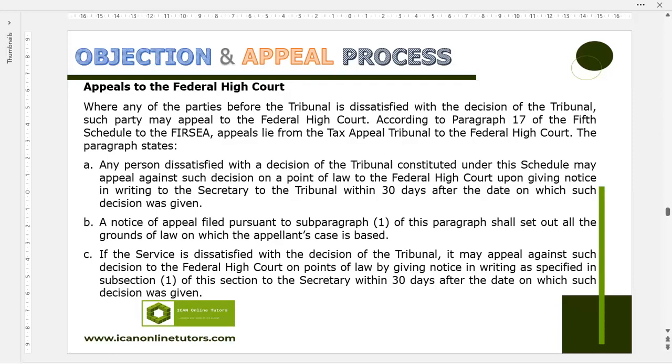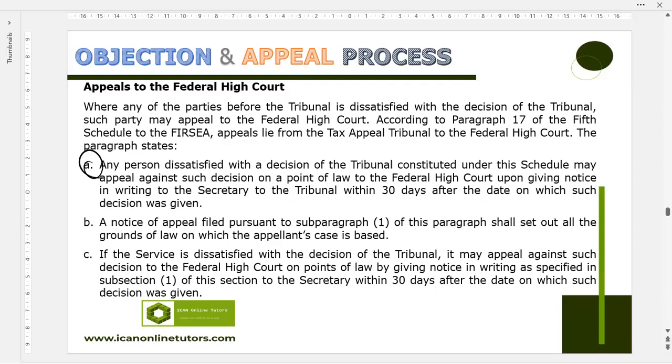Because we are dissatisfied, we must ensure that we write the secretary of the tribunal within 30 days after the date on which the tribunal has made its decision. Then we serve same to the Federal High Court. So a notice of appeal filed pursuant to subparagraph 1 of this paragraph shall set out all the grounds of law on which the appellant's case is based.